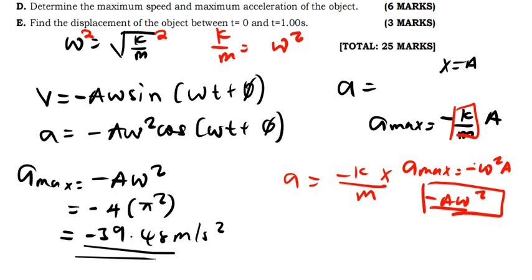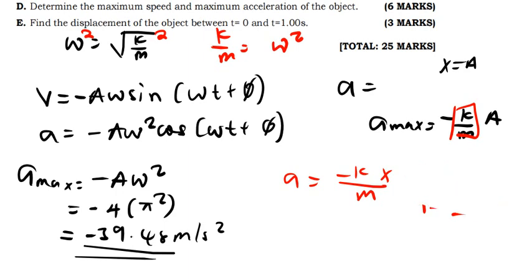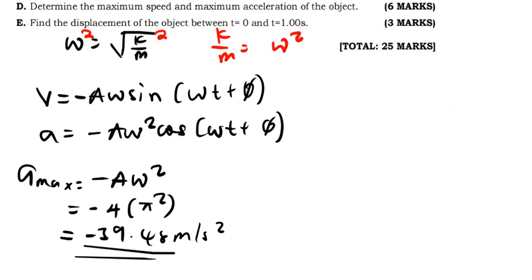To find the maximum speed, again, if I take you back to the formula that we used to find the maximum speed, you realize that just getting A times w is the maximum speed. In this case, if you want, you can ignore the negative. That's not a problem. Even for the acceleration, you can just get A times w squared, and the answer will be 39.48. But you can do either, there is no problem.